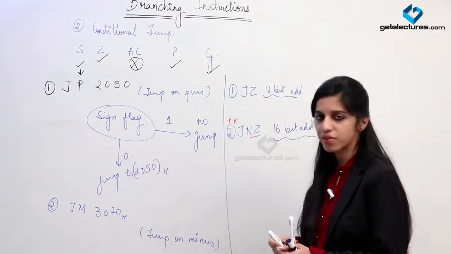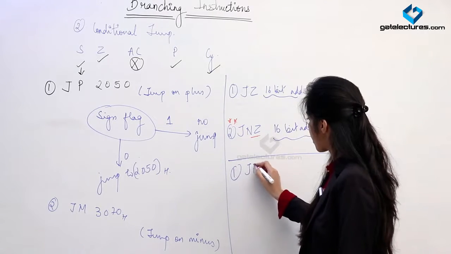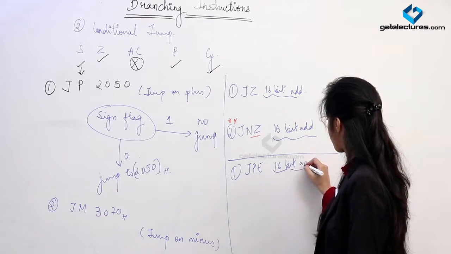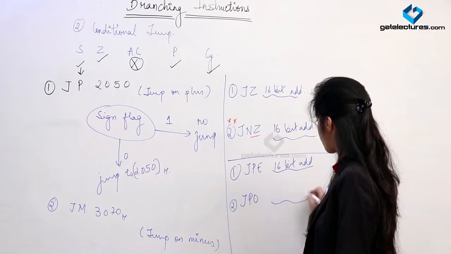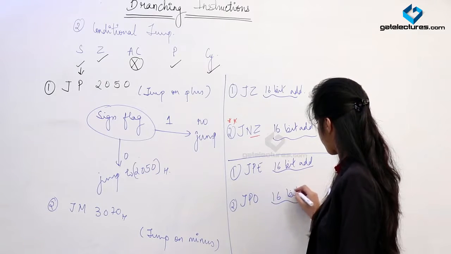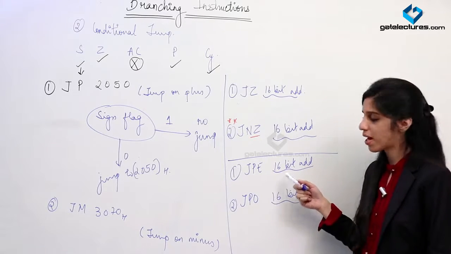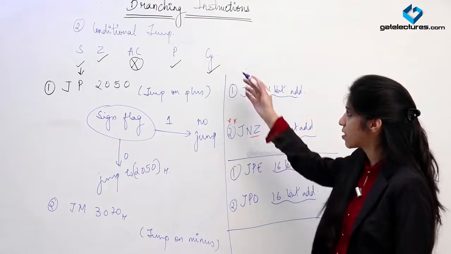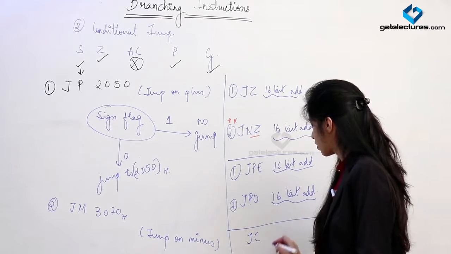Based on the parity flag, we have two instructions: jump on parity even and jump on parity odd. If parity is even, you make a jump here, and if the parity is odd, you jump here to the required address. And based on the carry flag also, jump on carry and jump on no carry.